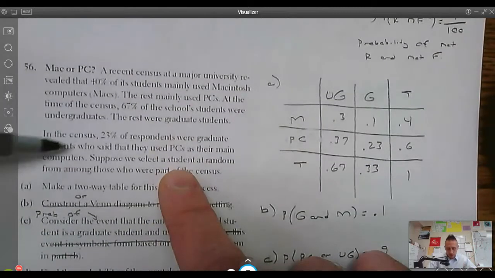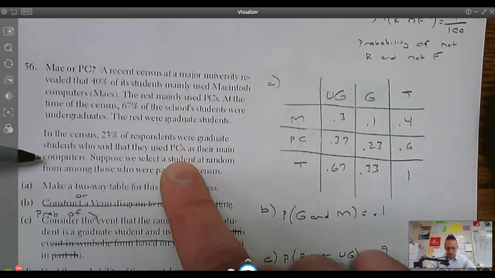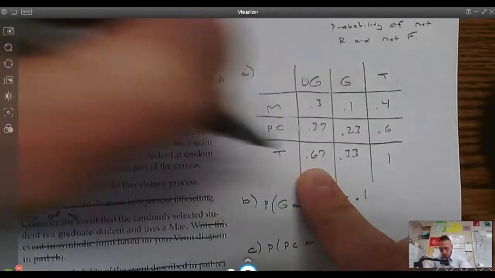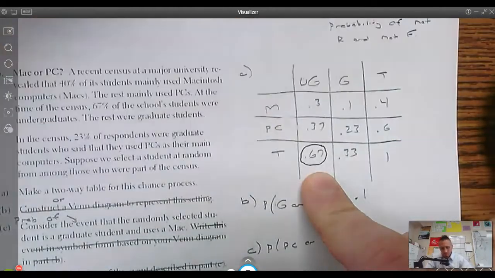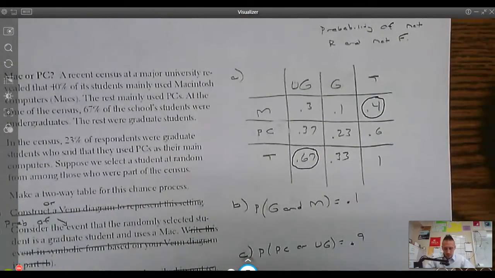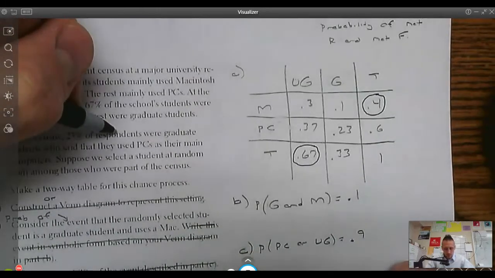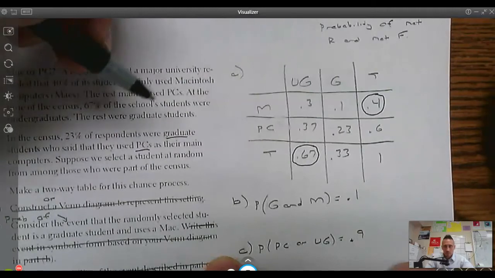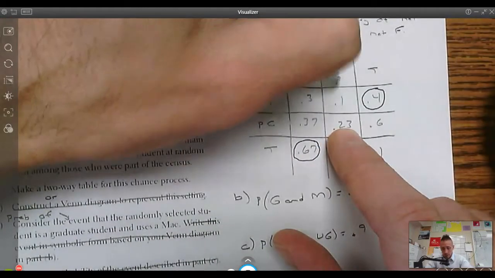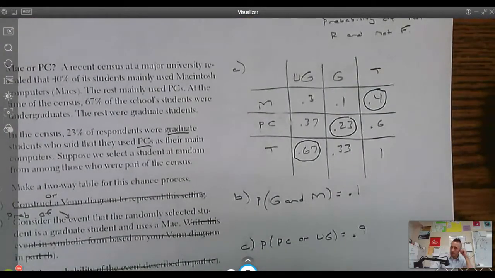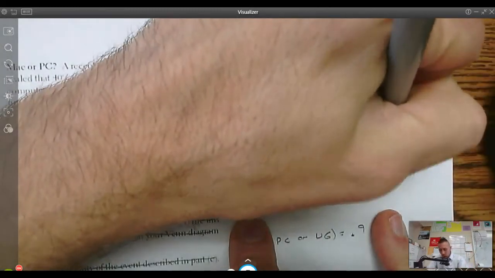Okay, 23% of students used PCs as their main computer. So here's what I know. 67% were undergrads. I filled that in. 40% use Macs. I filled that in. And they said 23% were grad students who used PCs. So this is like not undergrad and not Mac users. So that's how I started the table. And then the total probability is 1. It will always be 1.